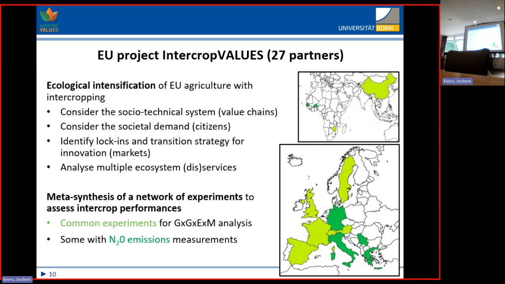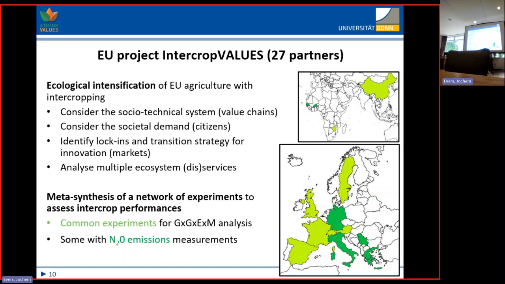But it's not only about doing experiments on intercropping, it's also about the whole value chain, the societal demand, the market, the lock-ins, and also about potential services and disservices of intercropping beyond yield. And in one part of that project, we have common field experiments, classical on-station field experiments, where we decided to have cereals and legumes, and we have key treatments that everybody conducts, and then we will have a meta-analysis on the data finally.